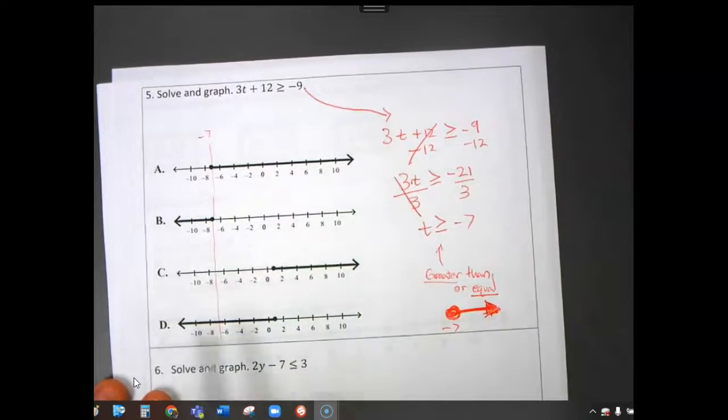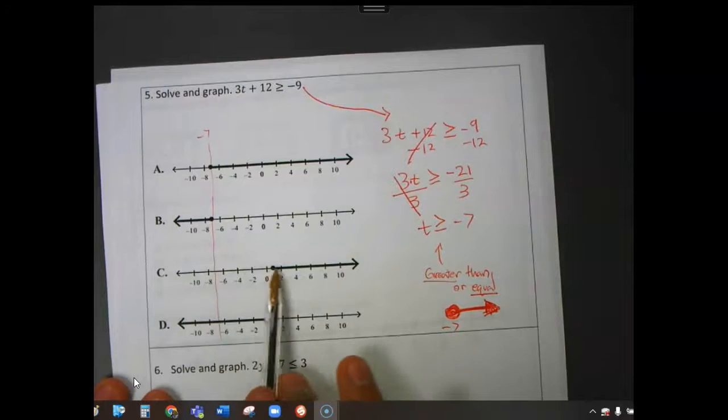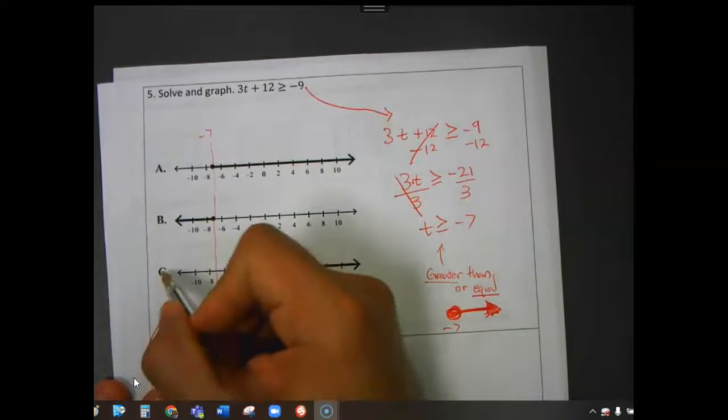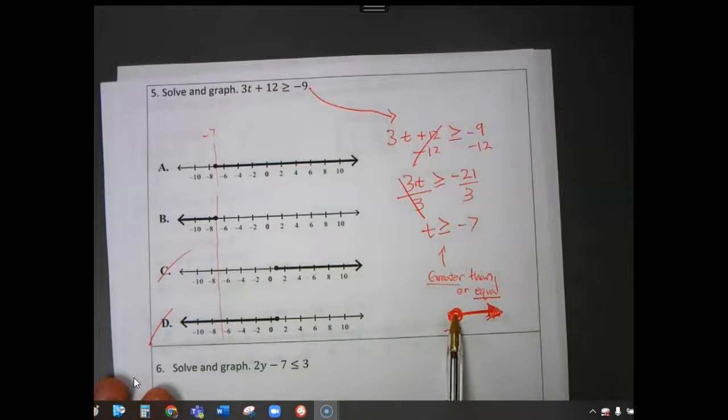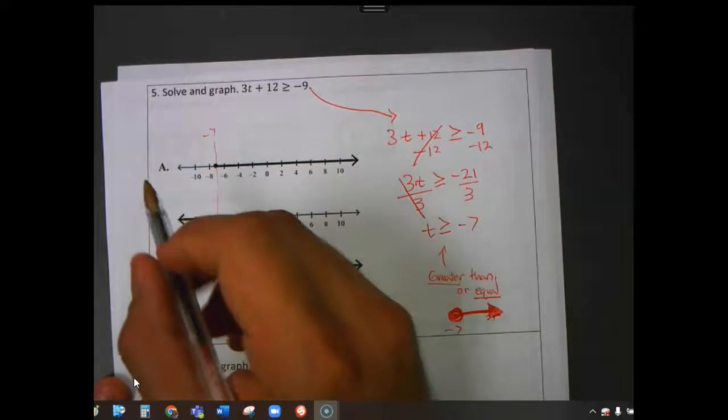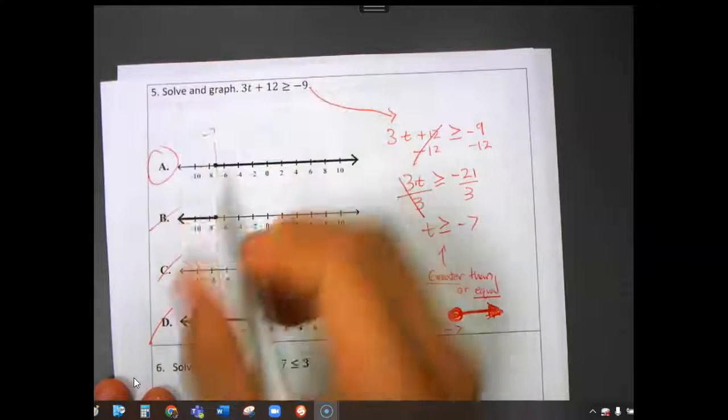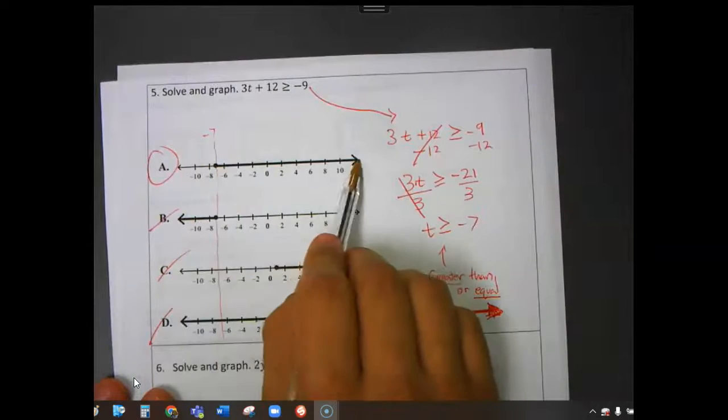Now, look at C and D. -7 is not where the point is, so get rid of those. And now we want it to be shaded in, going to the right. So it can't be B, that's going to the left. It's got to be A, shaded in, going to the right.